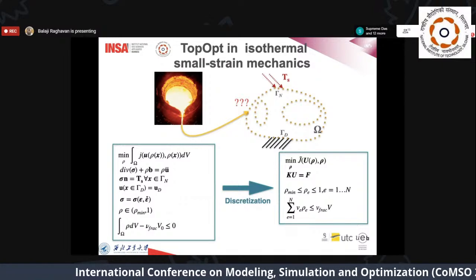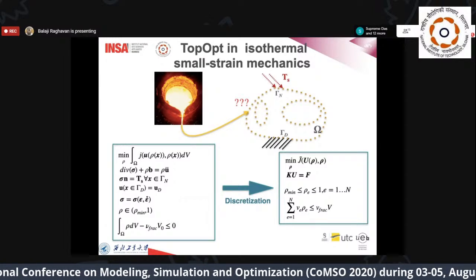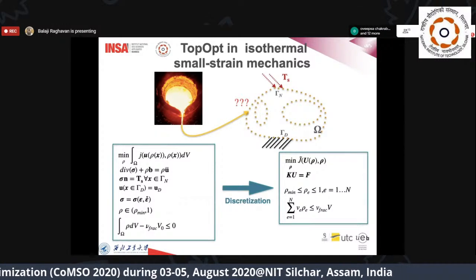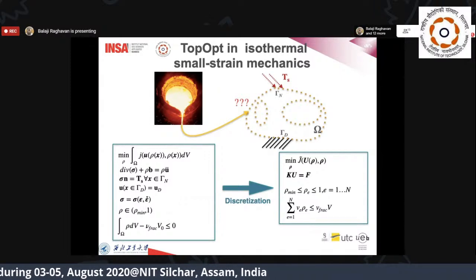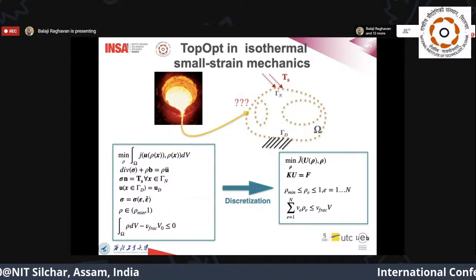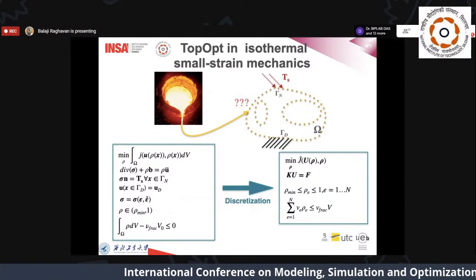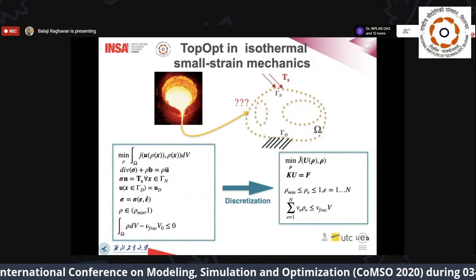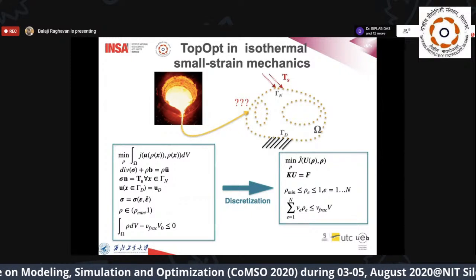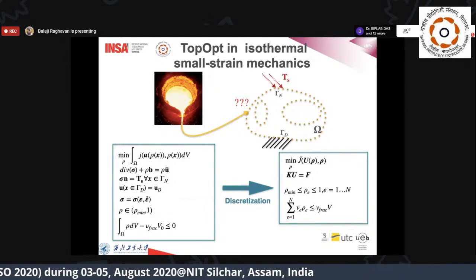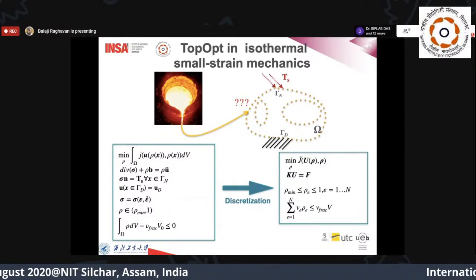Obviously, you have the mechanics equation. This is small strain mechanics to simplify things, so we don't have to worry about whether we are in a Lagrangian or an Eulerian formulation. So divergence of sigma just means divergence of sigma, all right? It doesn't matter whether we are referring it to the reference or the current configuration, subject to your boundary conditions. So you have your Dirichlet and your Neumann conditions, as is the norm. You have a constitutive law, and you have a volume fraction.